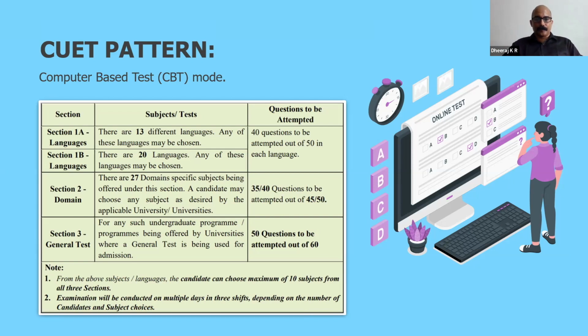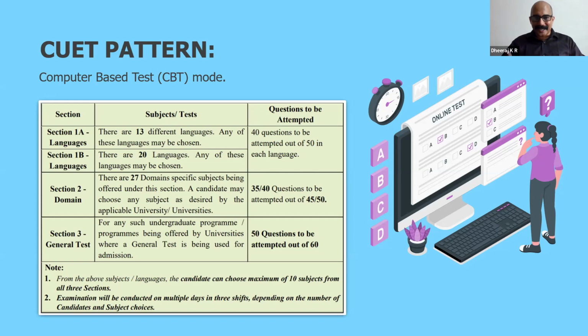Section 2 is the domain subject. What is a domain subject? It is the specific subject that a candidate wishes to pursue in their higher studies. This area is a bit confusing because every domain subject is considered by the respective universities. Some universities will not consider the domain subject, but universities like Delhi University will take it into consideration. About 35 to 40 questions have to be attempted from 50 odd questions.